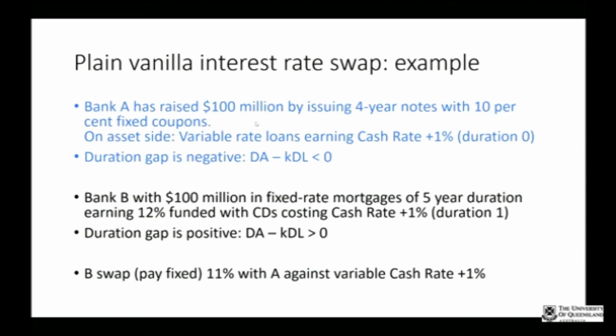Let's say a bank had in the past raised $100 million by issuing 4-year notes with 10% fixed coupons. So first question for you very quickly. Bank A, the $100 million 4-year notes, is that on the asset side or the liability side?